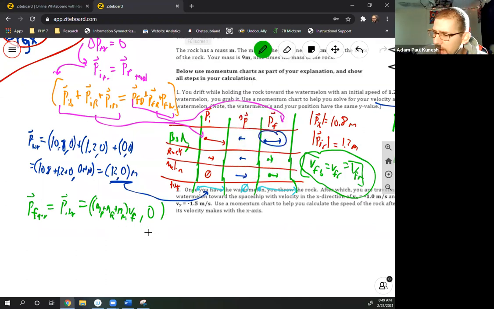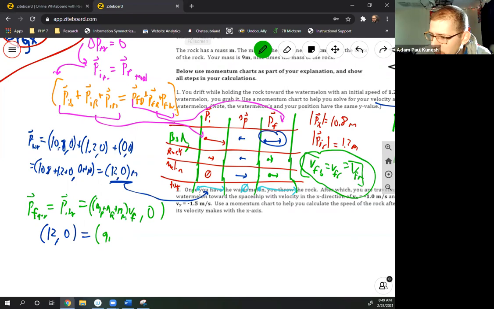So now I have everything I need to solve for that V final, because there's V final right there, and these two things have to be equal to each other. So 12 comma 0, the initial momentum, has to be equal to the final momentum. So the person plus the rock plus the watermelon is 9 plus 1 plus 2, I think.